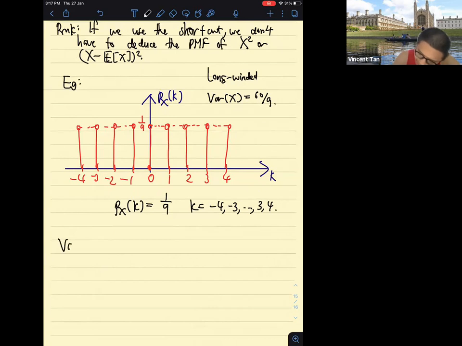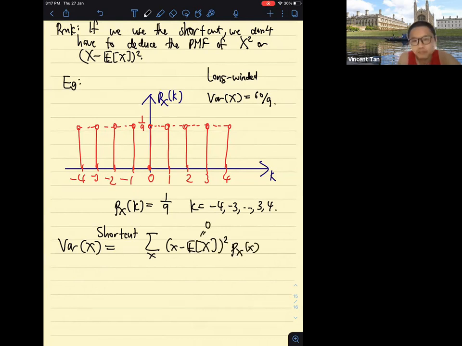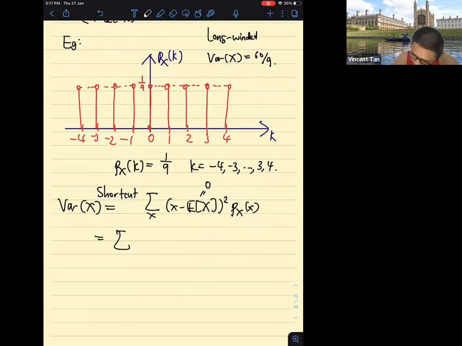So let's compute the variance directly. And this is through the shortcut method. Okay, so the shortcut method says you plug into this formula. But this expectation is zero. So that makes life simpler. So here the x, maybe I will change this to k, all right, to be consistent. So now the k only runs from minus 4 to 4. The expectation of x is zero. So you are left with k squared p_X(k). Oh, this has to be k.